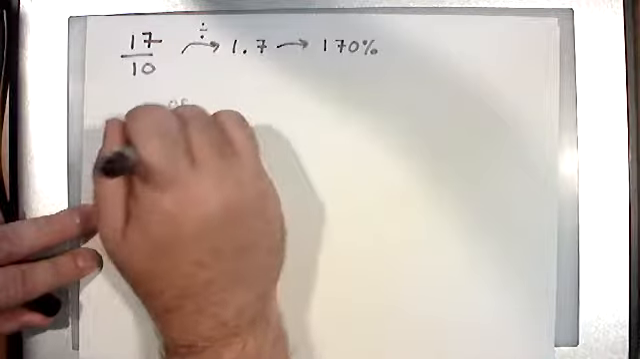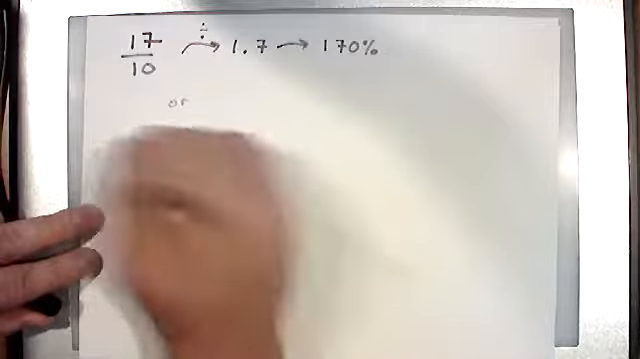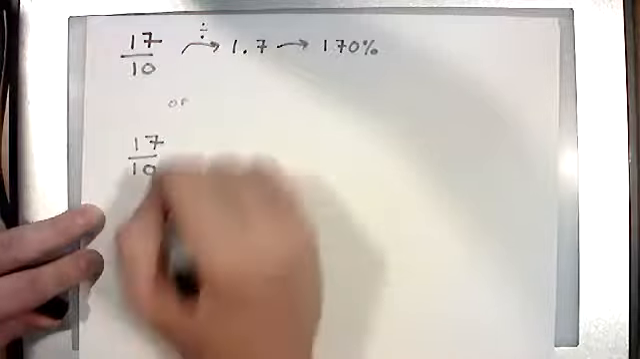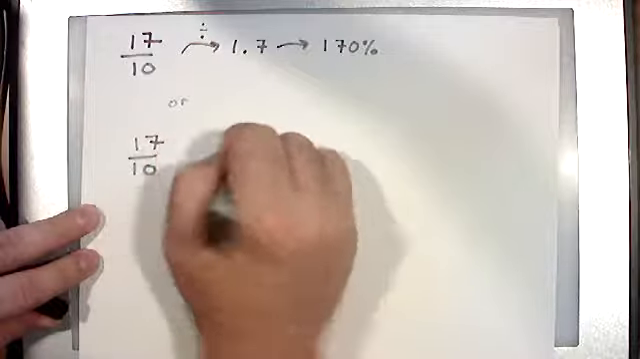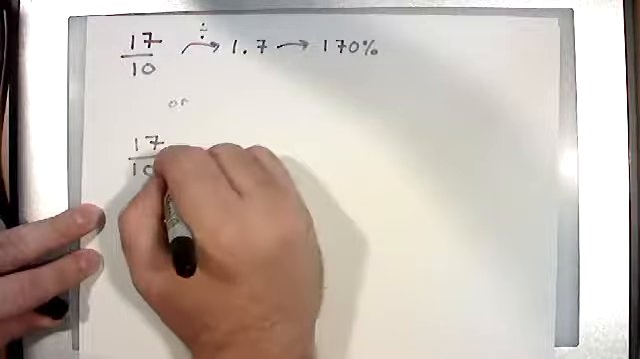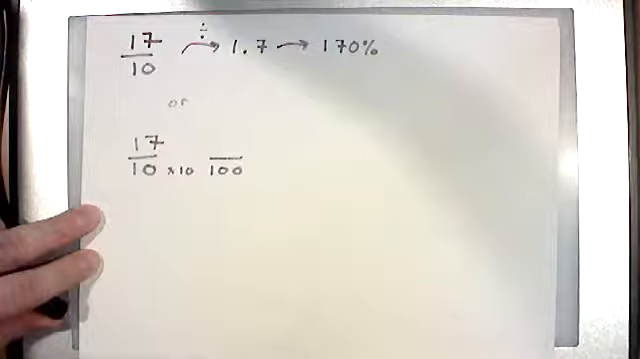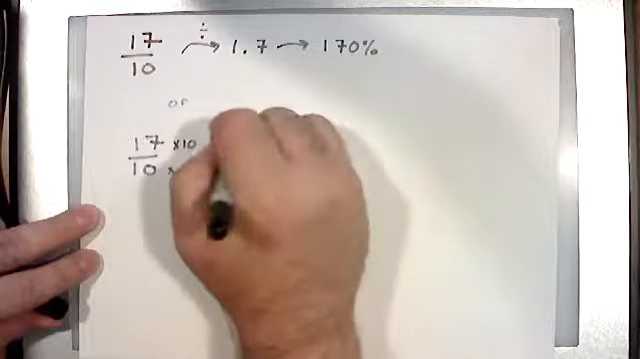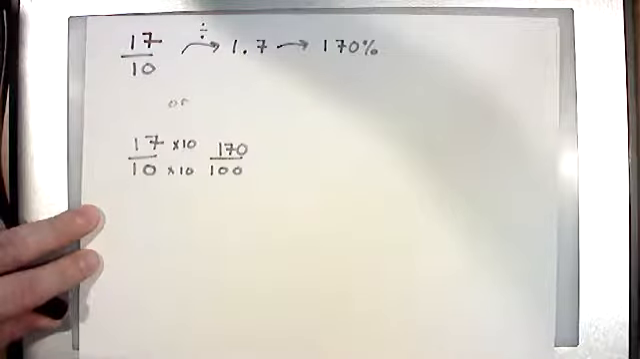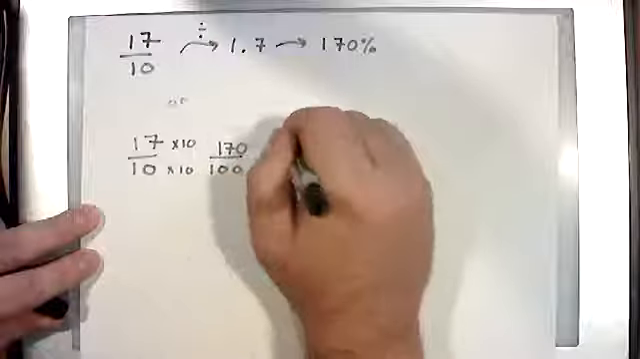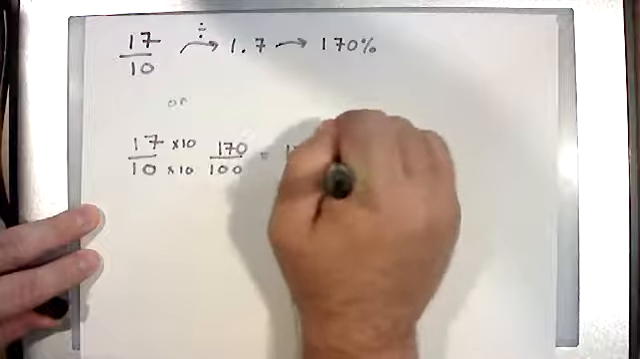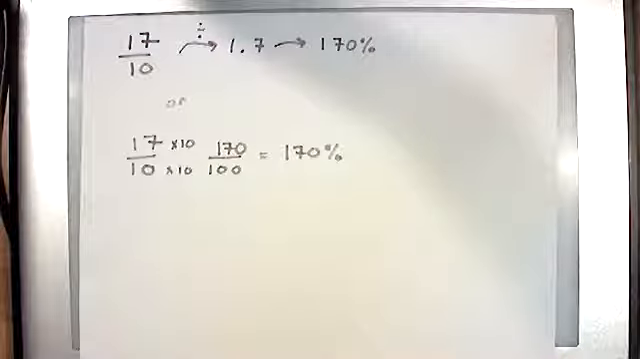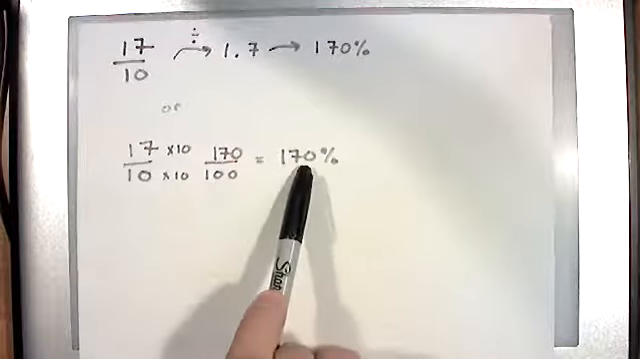Or if you can get the bottom to 100, then you have your percentage right there. So 10 can be made to 100. How do I get from 10 to 100? Well, you multiply by 10, right? What you do to the bottom, you got to do to the top. 17 times 10 is 170. And now you have 170 over 100, which is 170%. So like I said, guys, if you can, man, this marker, whew, that died right on time. If you can get it over 100, there's your percentage right there.